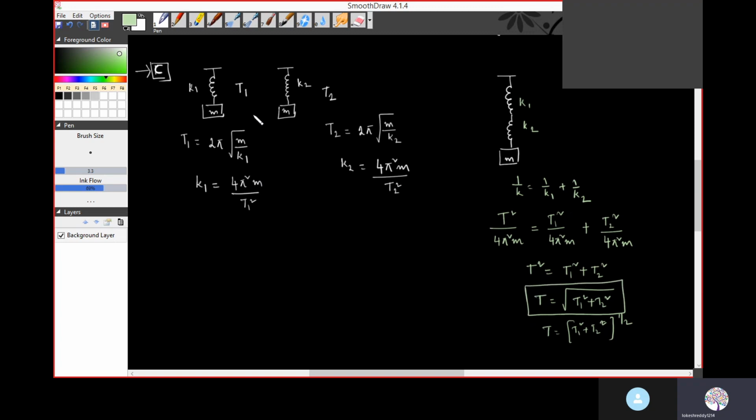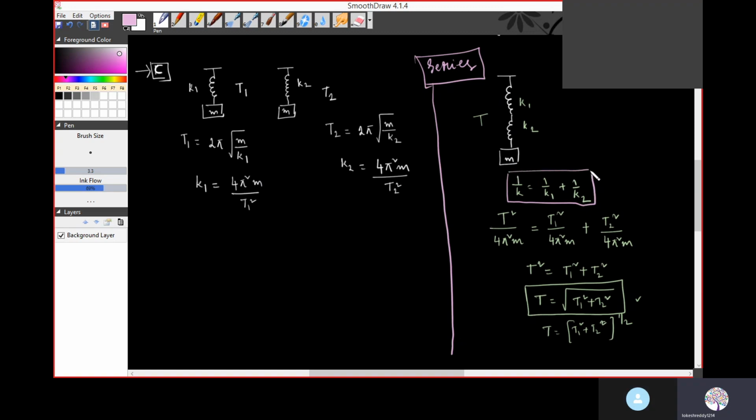we have to use when separately their time periods are T1 and T2, and those springs were connected in series. Then the time period T will be equal to root of T1 square plus T2 square. This is when they were connected in series. When you connect them in series, then you get this, because you have used the series combination.